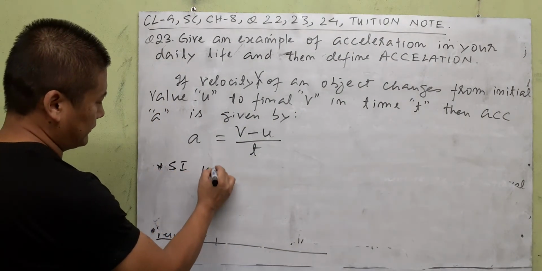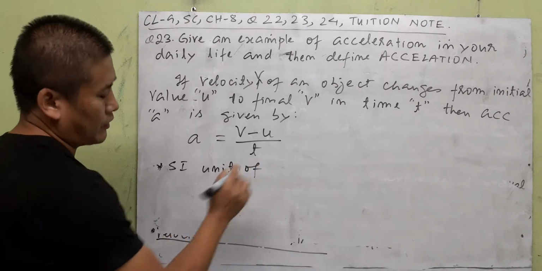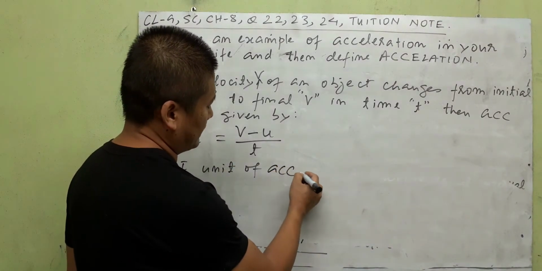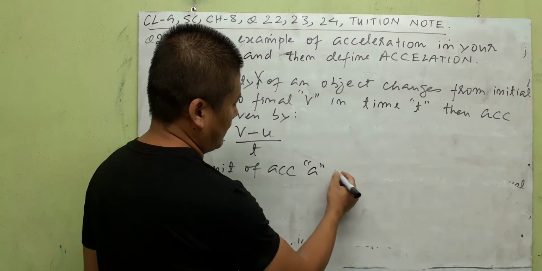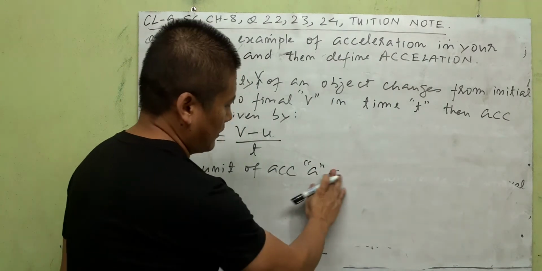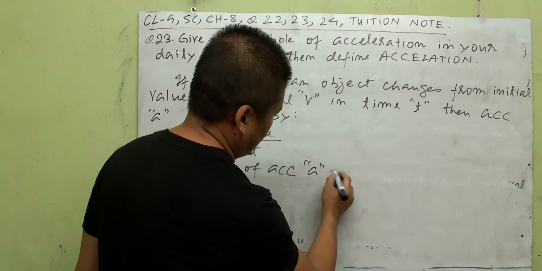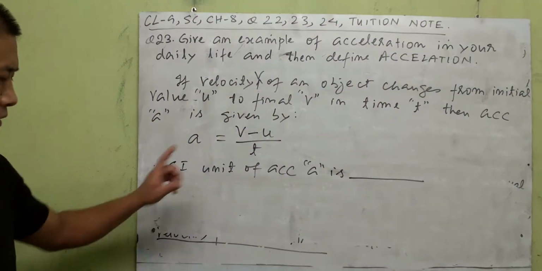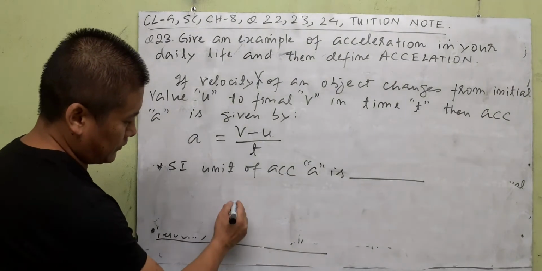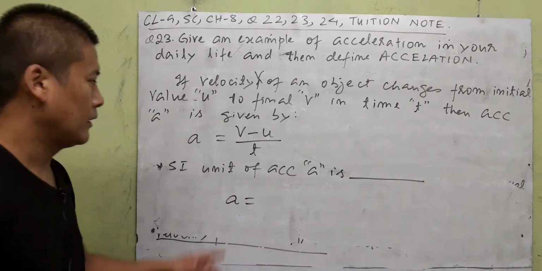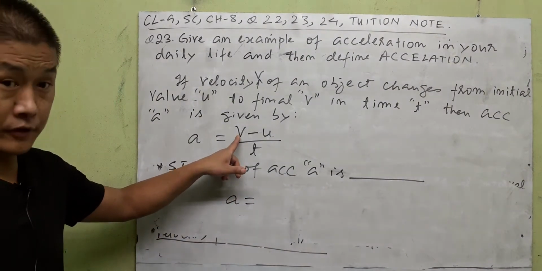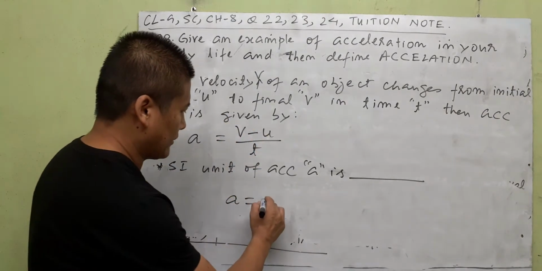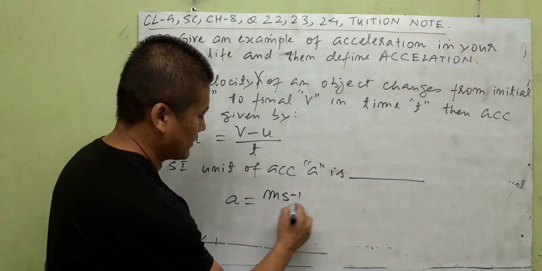SI unit of acceleration a is not on your note, but you can write it. SI unit of acceleration a equal to, and then blank. Now let us do this. Use this formula. Below this, you can do this activity to understand it. Now, the SI unit of velocity, initial or final, is the same. We know that. Meter per second. So we write here meter per second.